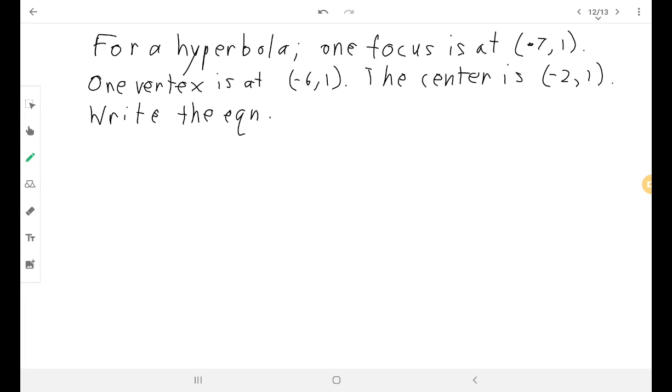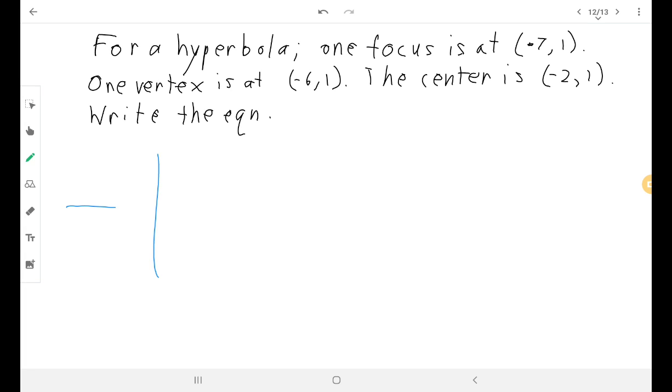So now let's talk about the hyperbola. Here's some information. One focus point is at -7, 1. One vertex is at -6, 1. The center is at -2, 1. Write the equation. Okay.